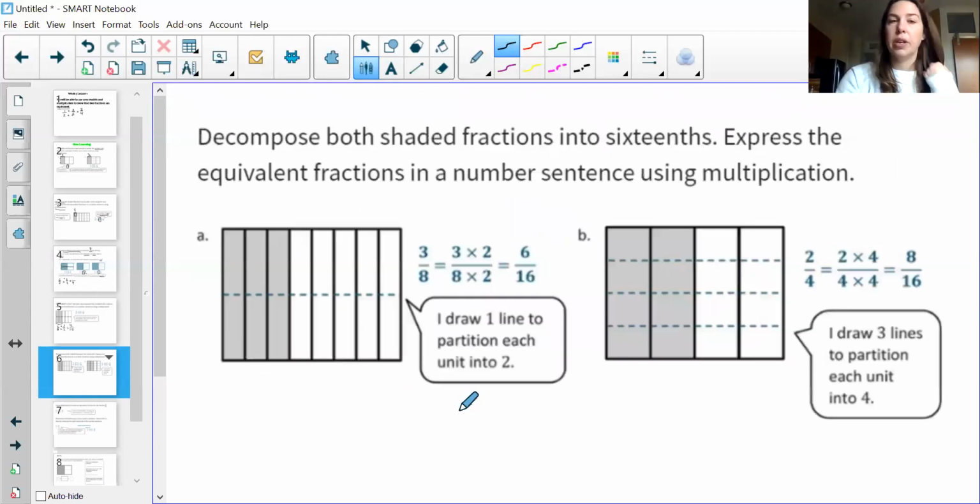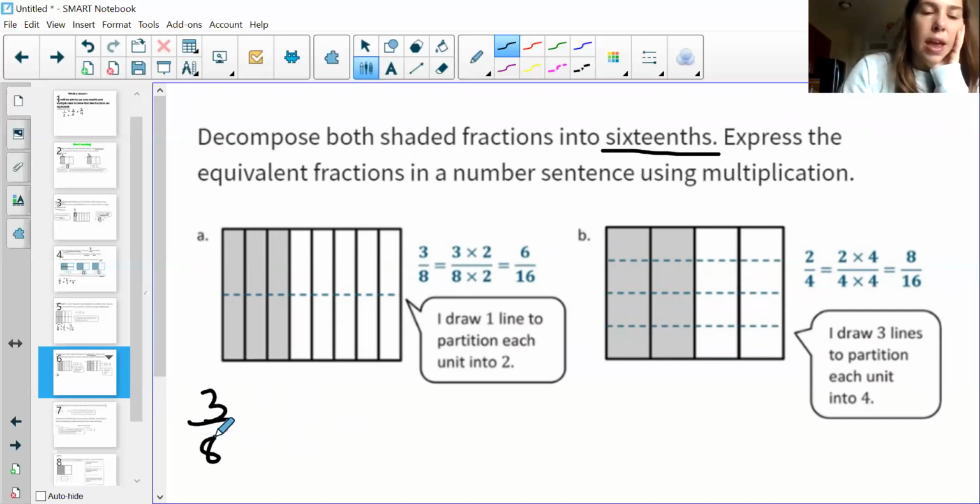Let's go to this one. Decompose both shaded fractions into sixteenths. So we have 2 fractions and we want to make them both into sixteenths. Express the equivalent fraction in a number sentence using multiplication. So again, I know the answers are right there in front of you, but I'm going to show you how to think about it. So for this one, they're telling us that we're starting with 3/8. And we know that we want to multiply it by something to get 16ths.